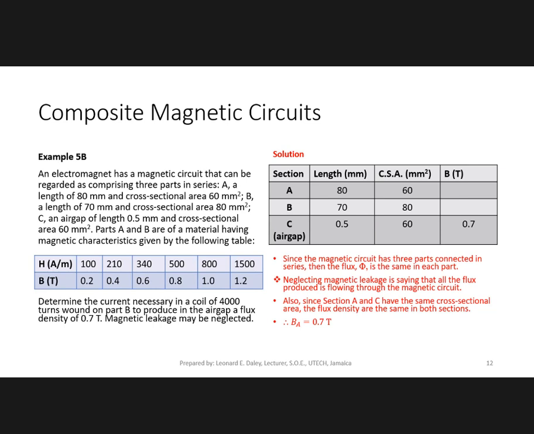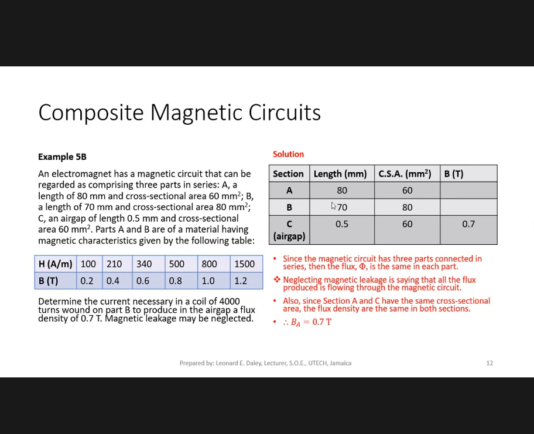So the solution. Part of the solution, for me, would be putting the data in a table. It's not compulsory that you do that, but I think it helps to organize your thinking and your solution. Now, since the magnetic circuit has three parts connected in series, the flux phi is the same in each part. And neglecting magnetic leakage is saying that all the flux produced is flowing through the magnetic circuit.